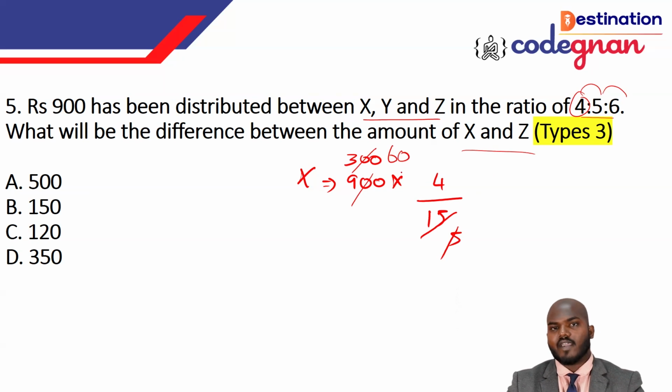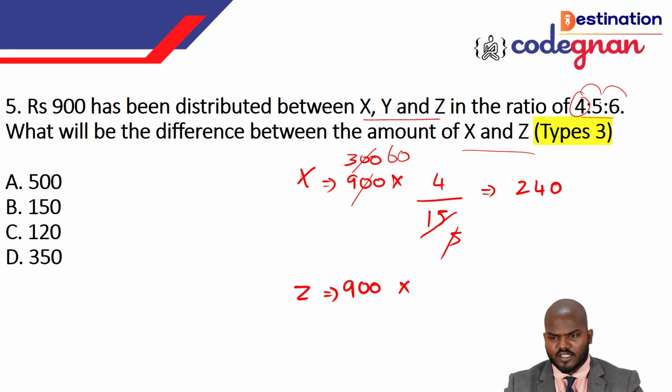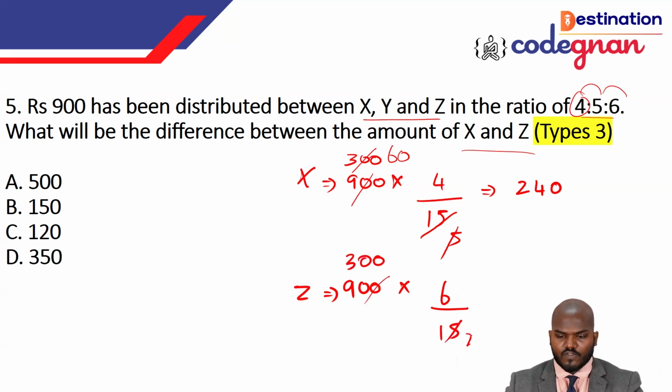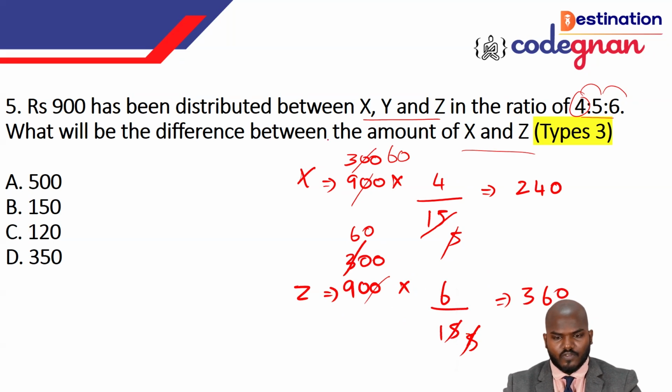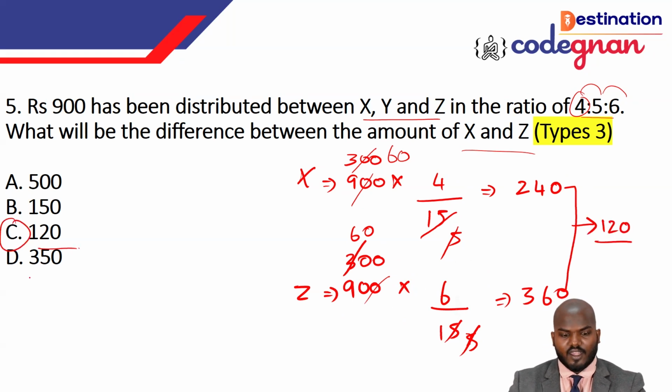Again, cancelling this with respect to the 5 table, it will give you 60. 60 times 4 gives you the value 240. And going to Z, 900 times, oh sorry, 6, they are asking Z, right? 6 by 15. Again cancelling, 300 by 5, and again cancelling gives you 60 here. 60 times 6 gives you 360. They are asking the difference between the amounts of X and Z. If you take the difference, it gives you 120. So option C is again the correct answer here.